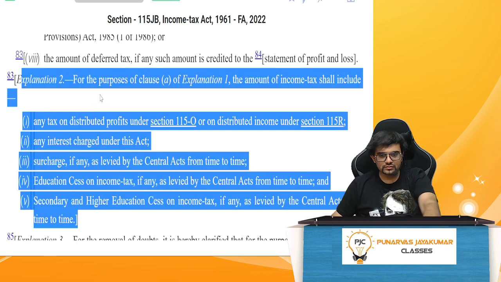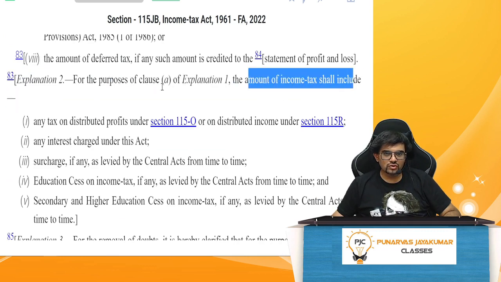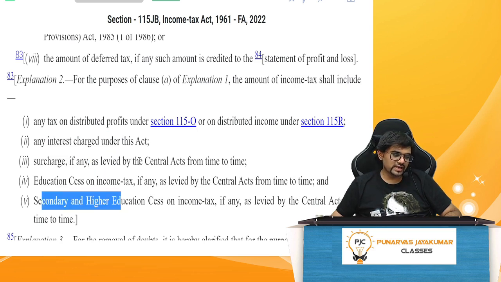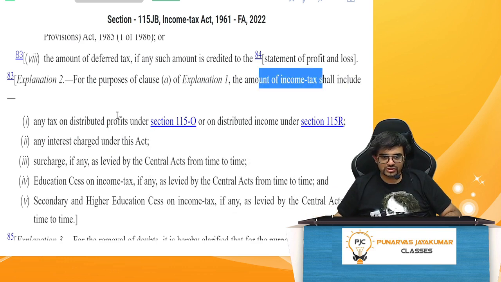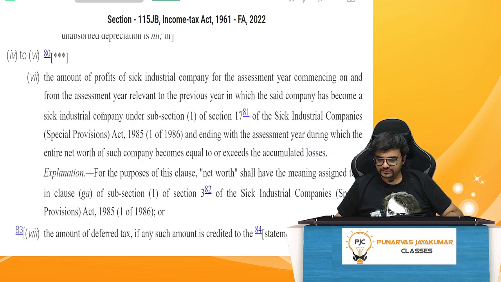For the purpose of clause A of Explanation 1, the amount of income tax shall include any tax on distributed profits under 115O and interest charged under this Act, surcharge, education cess, secondary and higher education cess, everything to be added back. When I say income tax includes your dividend distribution tax for domestic companies, interest charge 234 ABC, surcharge, education cess, secondary and higher education cess, everything to be added back, my dear friends. No mercy. Everything to be added back.